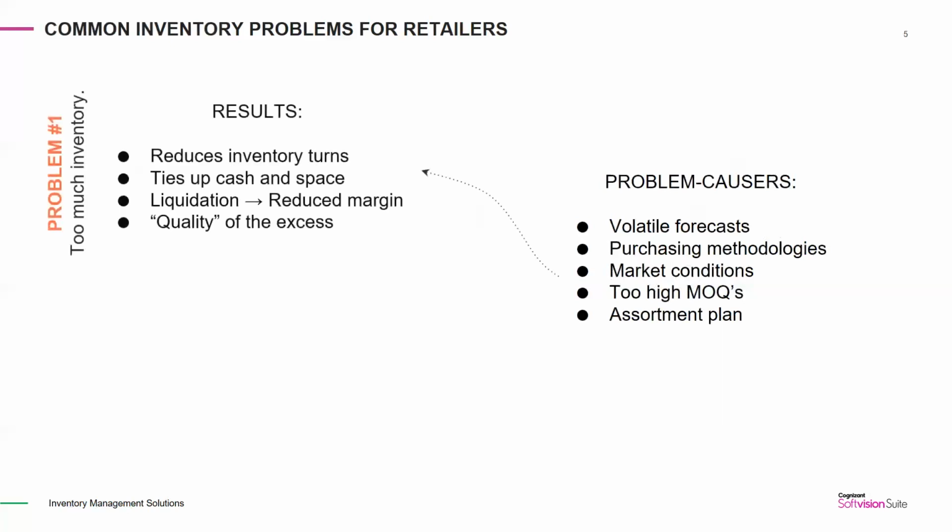So with these causers in mind, what might a result be? Problem number one, too much inventory. When we carry too much inventory, we have reduced inventory turns. We tie up cash, tie up space as a result of those reduced turns. Inventory is almost always a trader's number one cash expense. Minor fine-tuning of your inventory turns will keep much more cash in the bank.